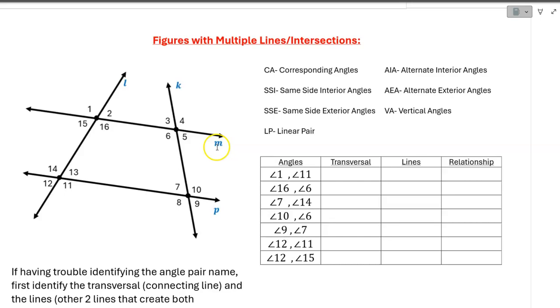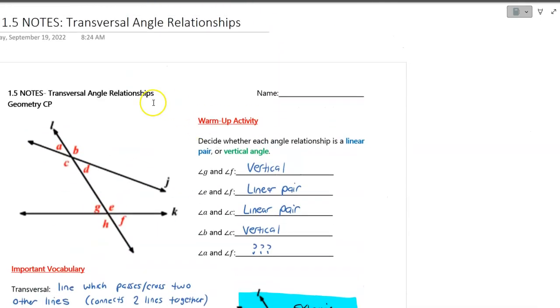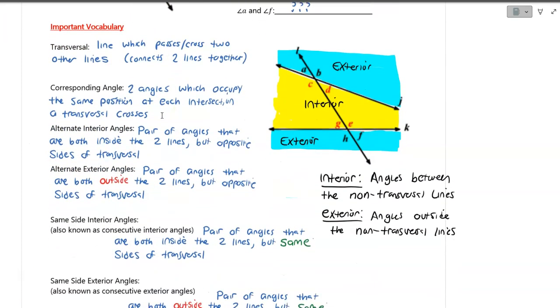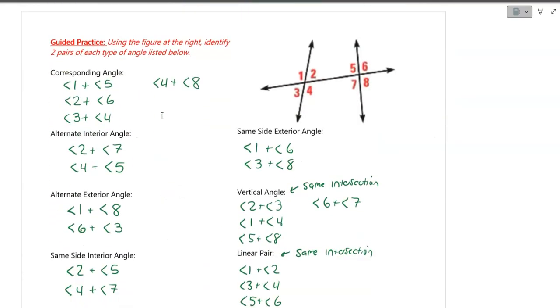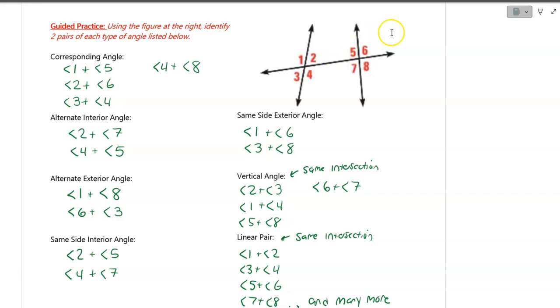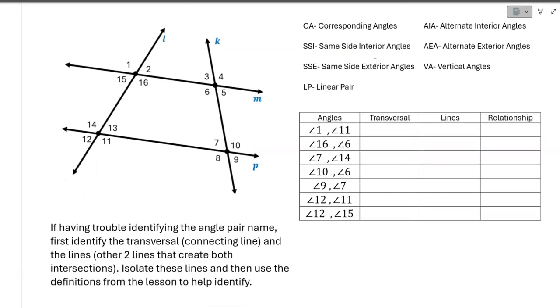Our video here today is going to talk about transversal angle pairs, specifically drawings with multiple lines and intersections. Make sure that prior to watching this, you have already, either in class or through my video, taken a look at part 1, which introduces a lot of important vocabulary and gives you an opportunity to reflect on using those in simpler diagrams involving one transversal and two lines. We are going to level it up in this video and talk about some more complex diagrams like the one you see here on the screen.